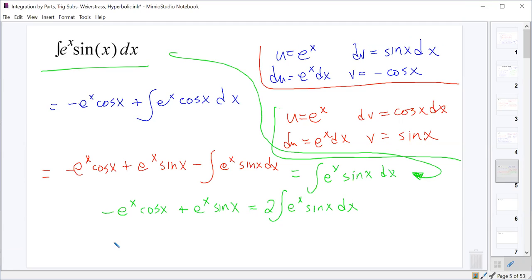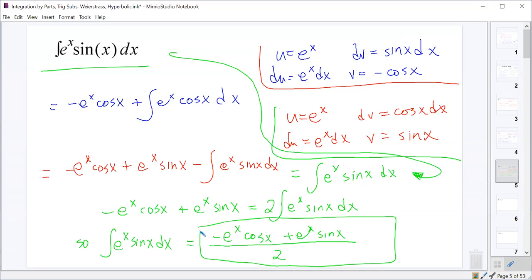And so what does the integral of e to the x sine x look like? Should be negative e to the x cosine x plus e to the x sine x, all over 2, plus the constant. Good or no?